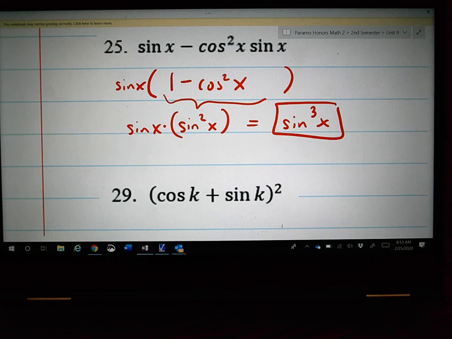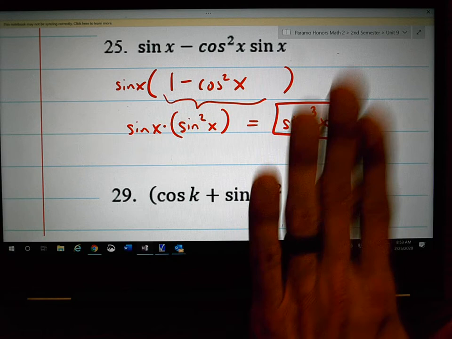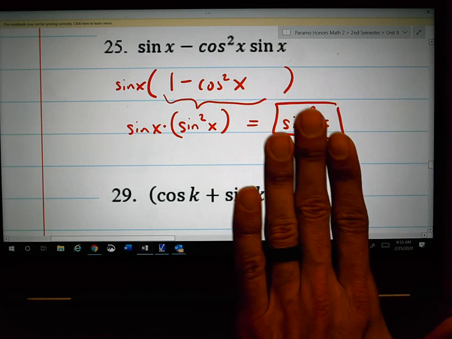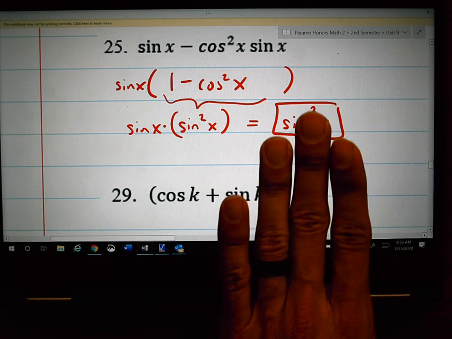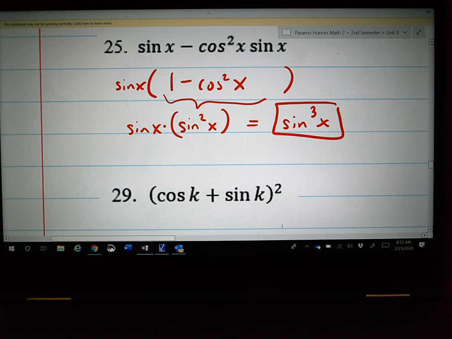South person, it's your turn. South person, how did Mr. Paramo get sine to the third of x? North person, what mistakes did you make? After they're done explaining how to get it, I want you to explain your mistakes and what you learned from them to your partner. Discuss, please.